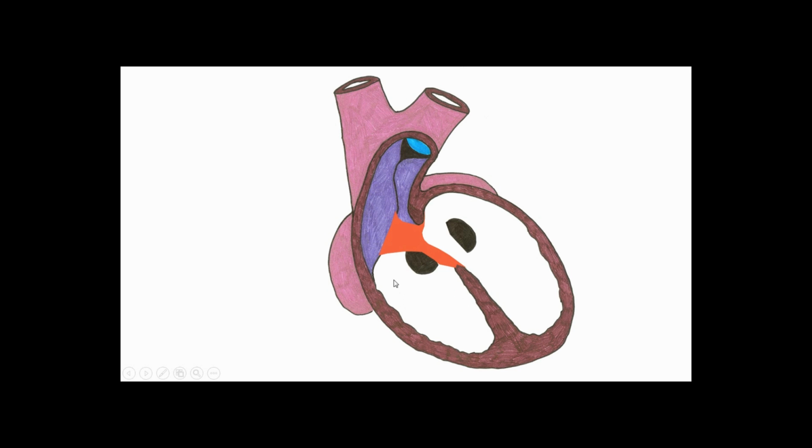and blood entering the right ventricle from the right atrium is going to get pumped out, and it's going to go anterior to the septum and out the pulmonary artery. And let's take a look at this in a more mature fashion.